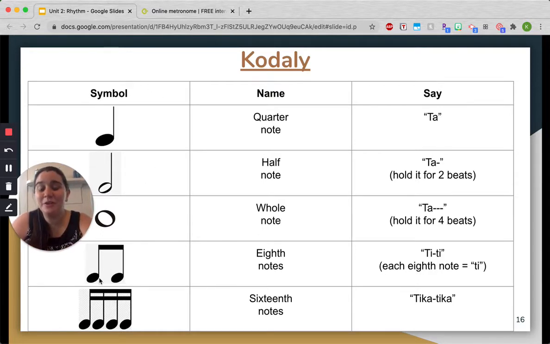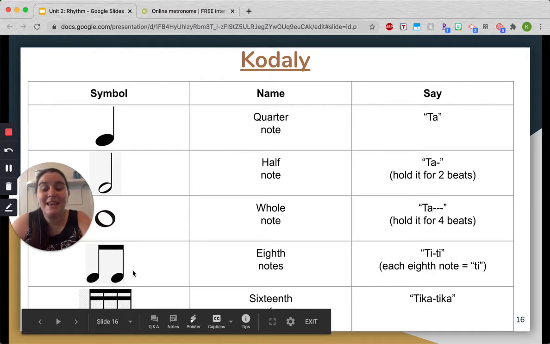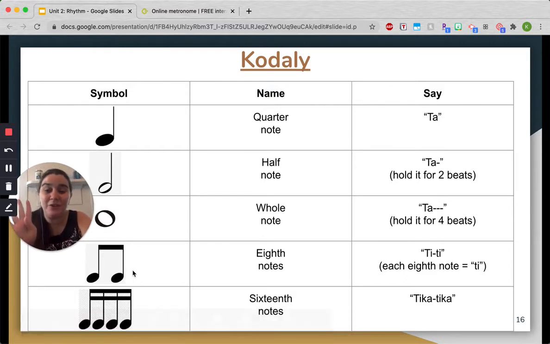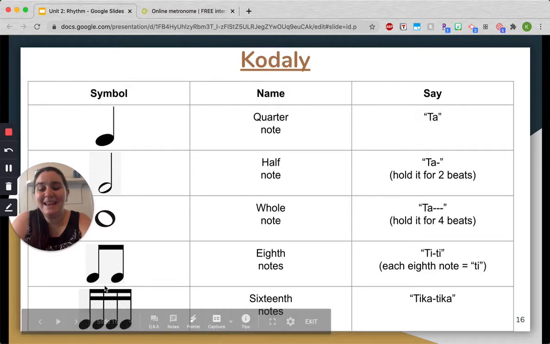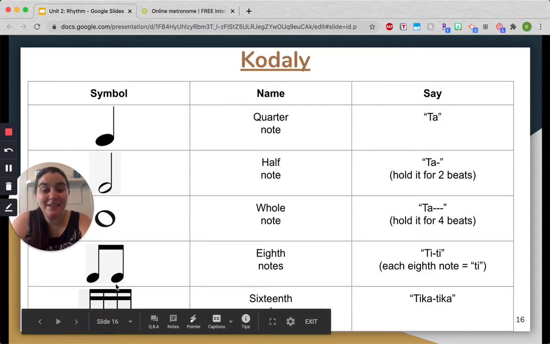And our last rhythm syllable are our 16th notes. And I have 4 16th notes. I'm counting the note heads. 1, 2, 3, 4 16th notes. When you see 16th notes in music, we're going to say tika, tika. So the first 16th note is ti. Oh, it's just like the 8th note. The second 16th note, you're going to say ka. The third 16th note, you're going to say ti. Oh, just like our 8th note. And the last 16th note, you're going to say ka.